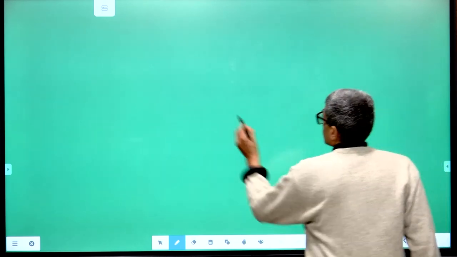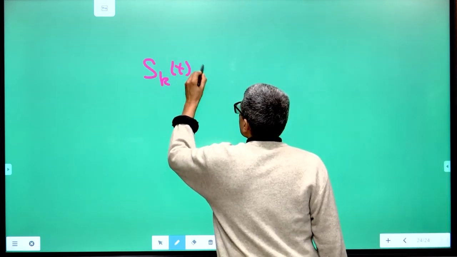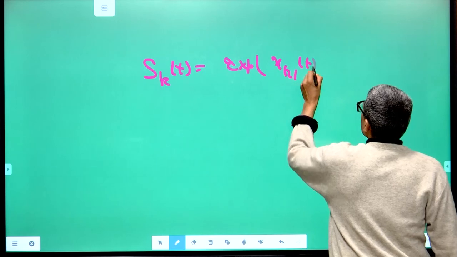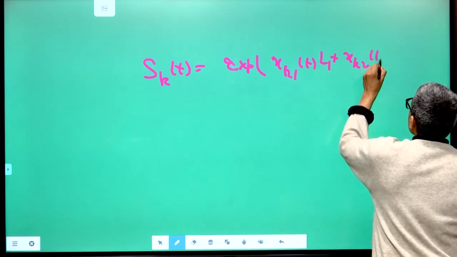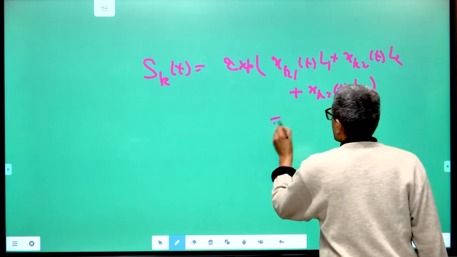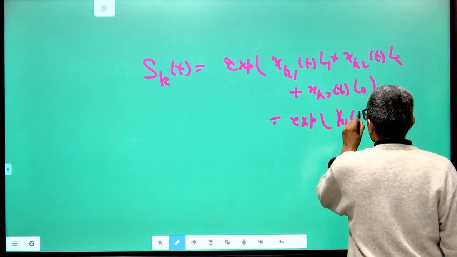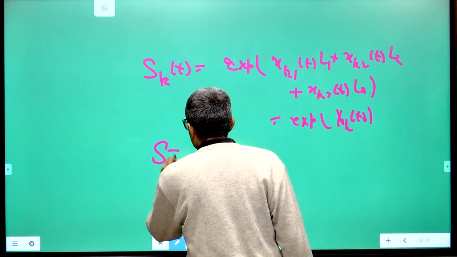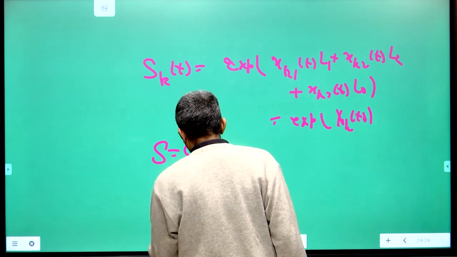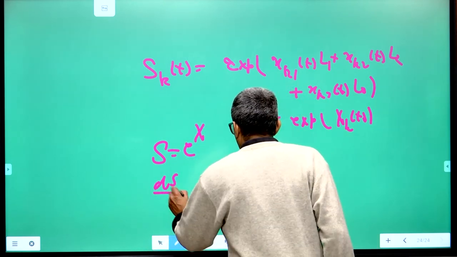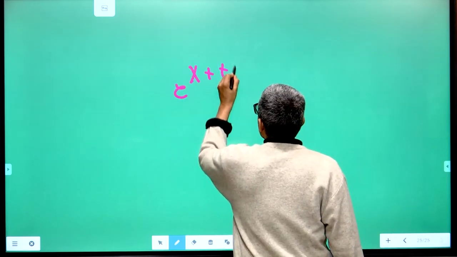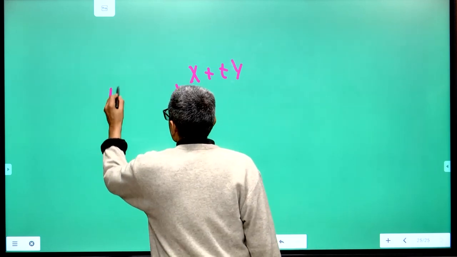That means with each link, with each S_k, I associate, let us call it, S_k1(t) L1 plus S_k2(t) L2 plus S_k3(t) L3. This is exponential X_k(t). Then the formula for the differential of the exponential map: if you have S equal to e to the power X, then dS by dt. Let us say I have e to the power (X plus tY), where X and Y are two matrices, and I call this f(t).